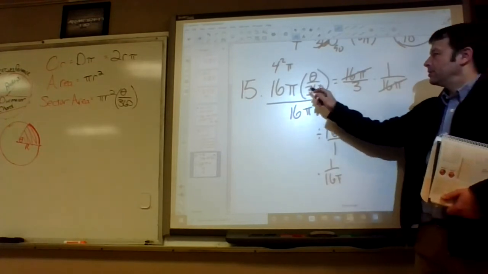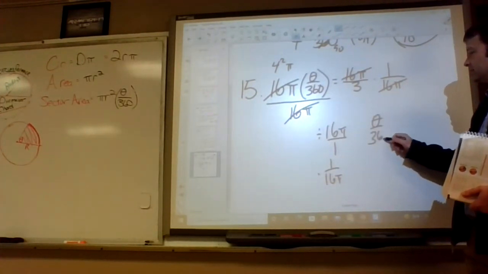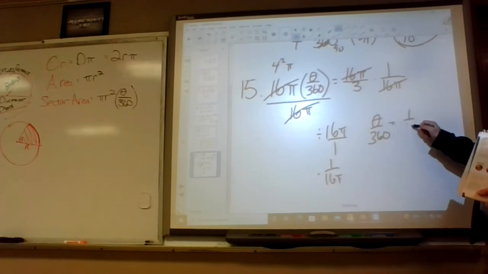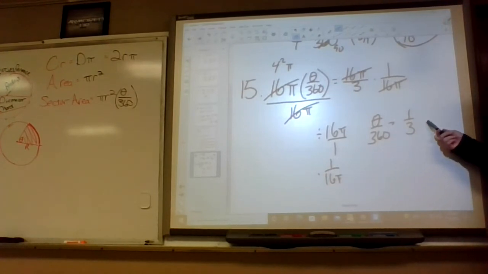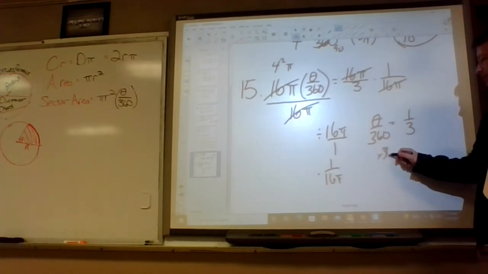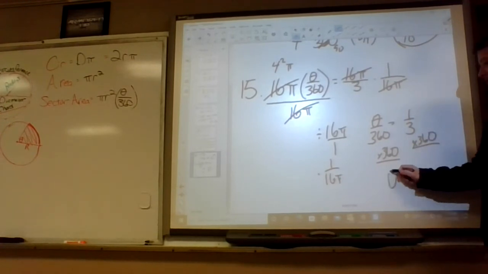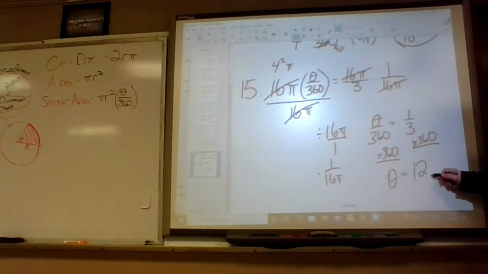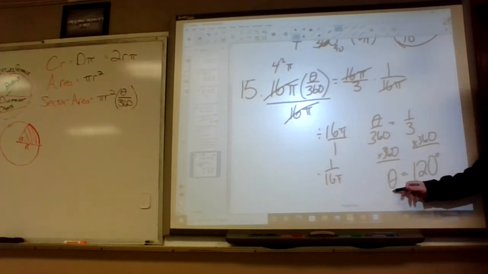So we got like a 1/3. So we have theta over 360 equals 1 over 3. How do I get rid of the 360? This is theta divided by 360, so multiply by 360. I'll just put times 360. What's 1/3 of 360? 120. So theta is an angle, so it's 120 degrees for that answer.